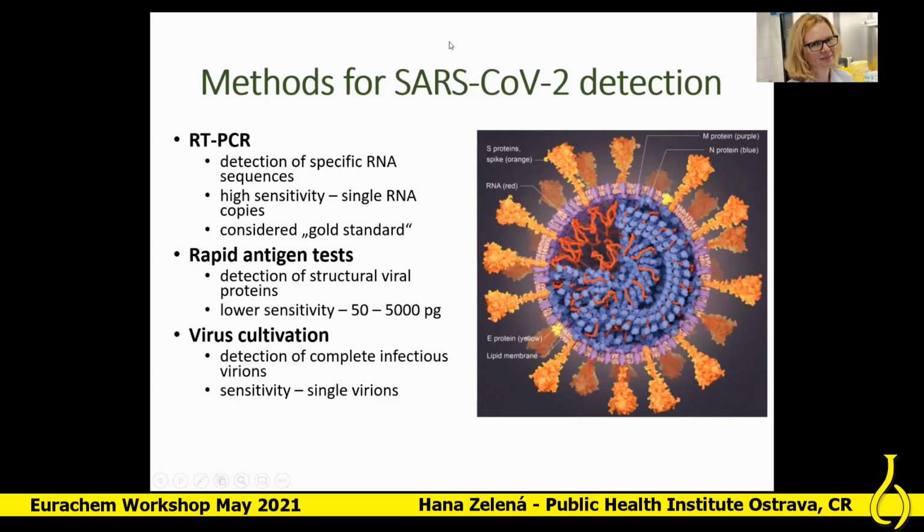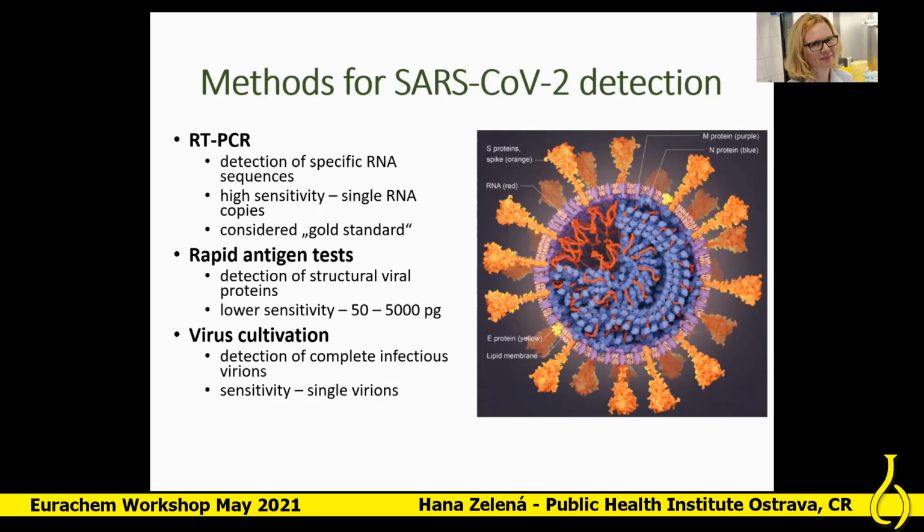Most commonly, the target protein is nucleoprotein, or it also can be spike protein or another structural protein on the surface of the virus. The rapid antigen tests are less sensitive than RT-PCR, but on the other hand, they are very simple and very fast because the result is available within 15 minutes. So immediately at the place of the test, you can have the result.